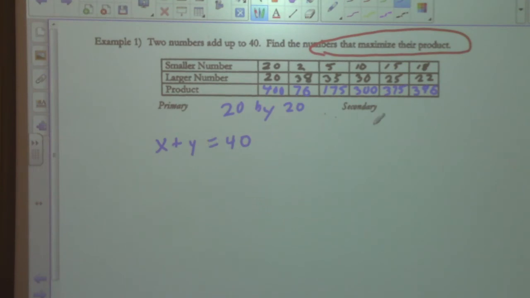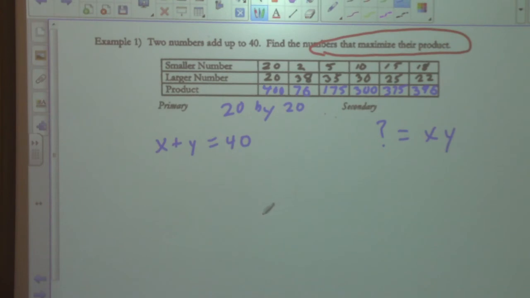And then what would be your secondary equation? Secondary equation would be, that's when you define the product. Yeah. So you're trying to maximize the product of x and y, right? Mm-hmm. You're trying to do that. So how would you get all this into one equation that you could use?